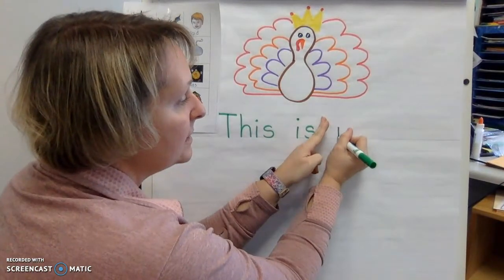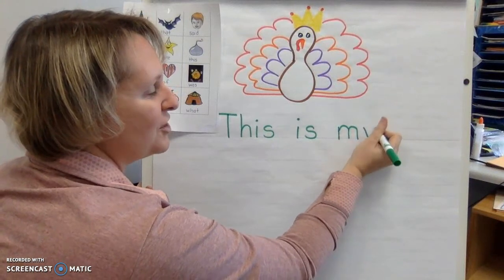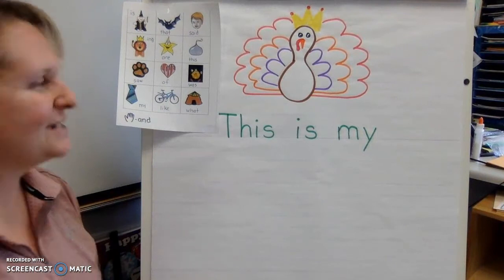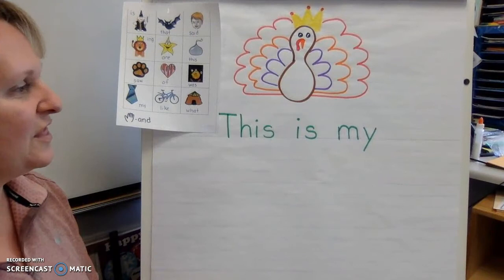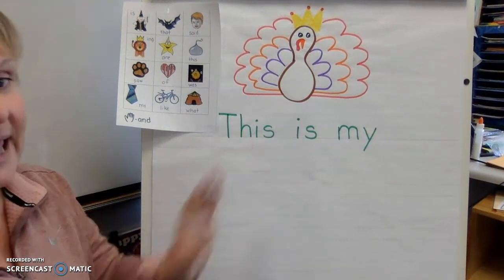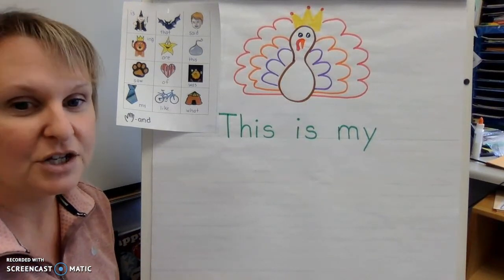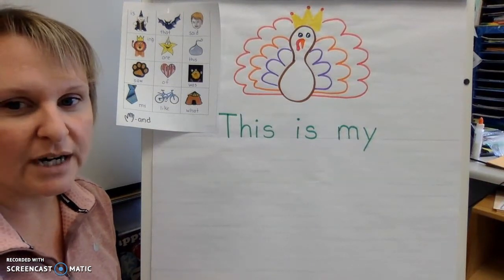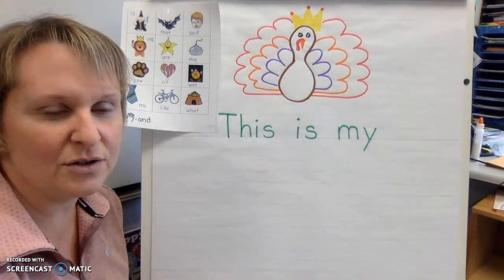M. All lowercase. Y. Make sure your Y hangs down low. And all I did was I just copied it right off of here. This is my king. I'm going to write the word king. So, what do you hear first in the word king? King. What sound do you hear?